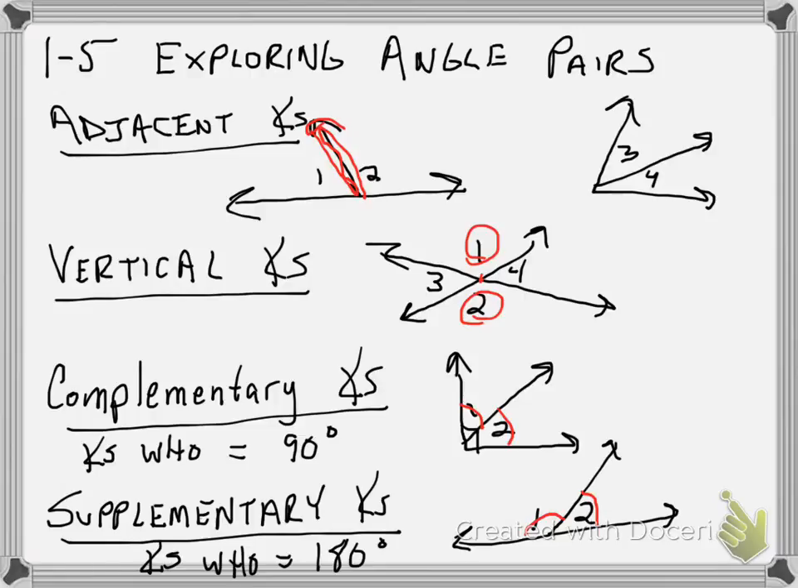Now, complementary angles and supplementary angles don't need to be touching. So like angle 1, angle 2 here are adjacent angles, but they don't need to be adjacent angles. If you have two angles out in space somewhere that when you add them up they equal 90 degrees, they're complementary, and likewise for supplementary.